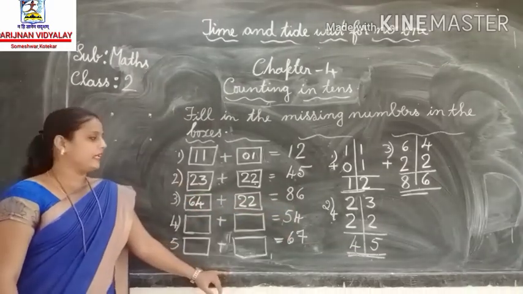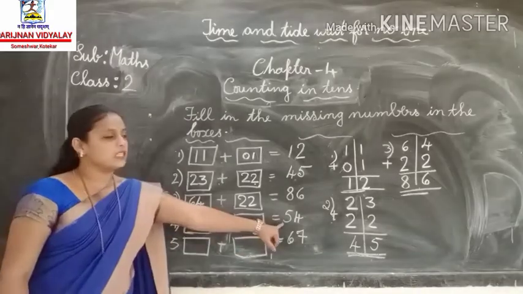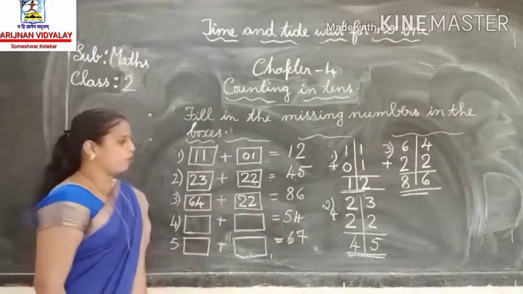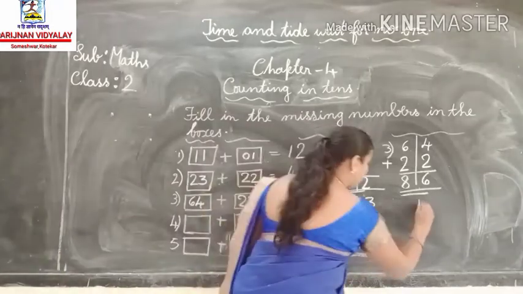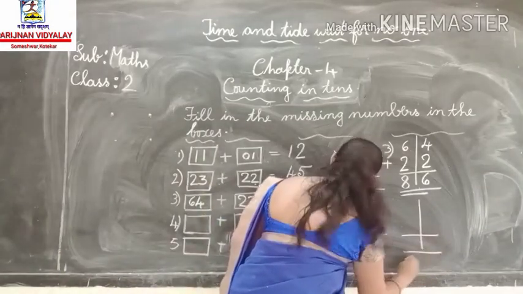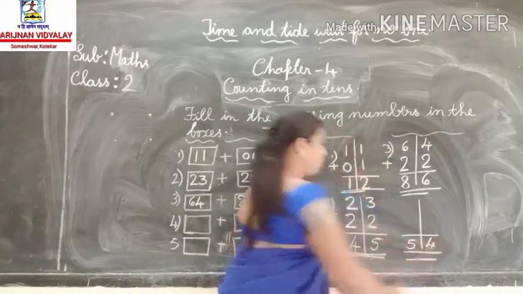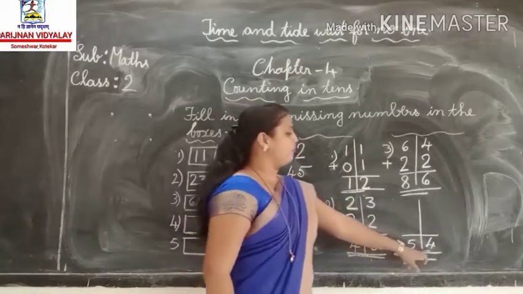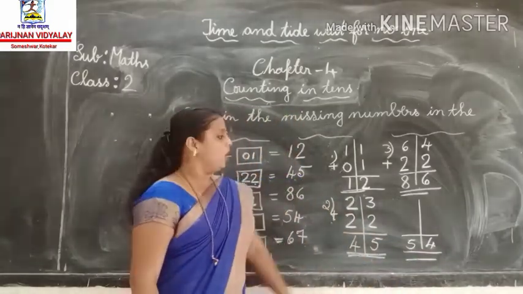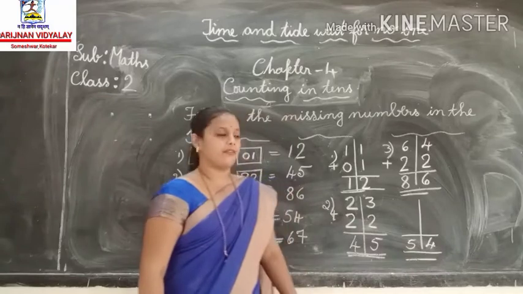Let us see next one. Your answer should be 54. Let us find out two numbers here. 54. 5 is in tens place and 4 is in ones place. Look at the ones place first.